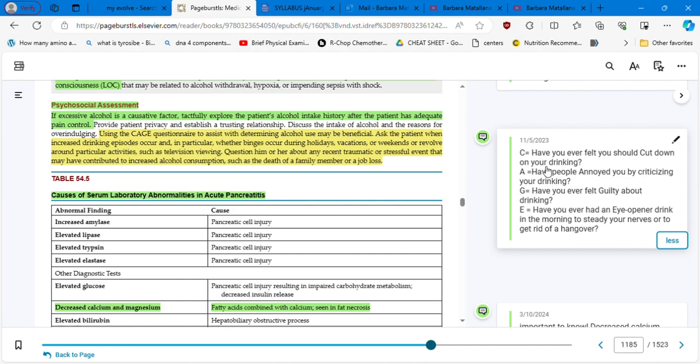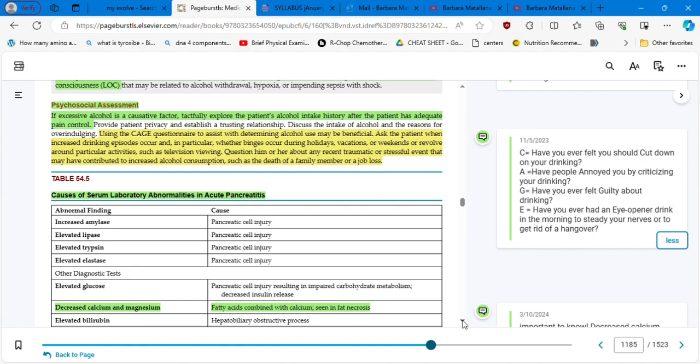So the CAGE questionnaire is C: Have you ever felt you should cut down on your drinking? The A is, have people annoyed you by criticizing your drinking? G would be, have you ever felt guilty about drinking? And E is, have you ever had an eye opener drink in the morning to steady your nerves or to get rid of a hangover? So that's the CAGE questionnaire, okay, that you need to assess.